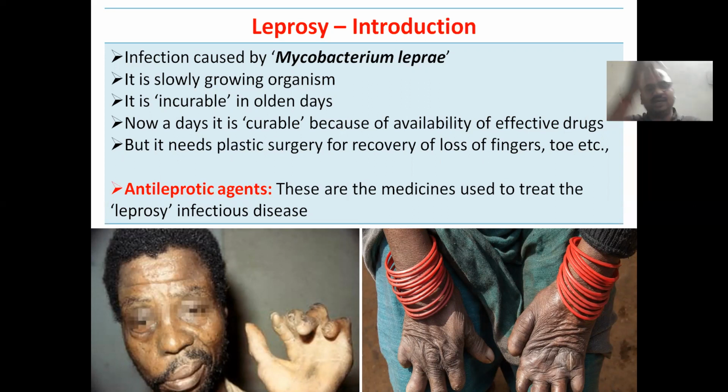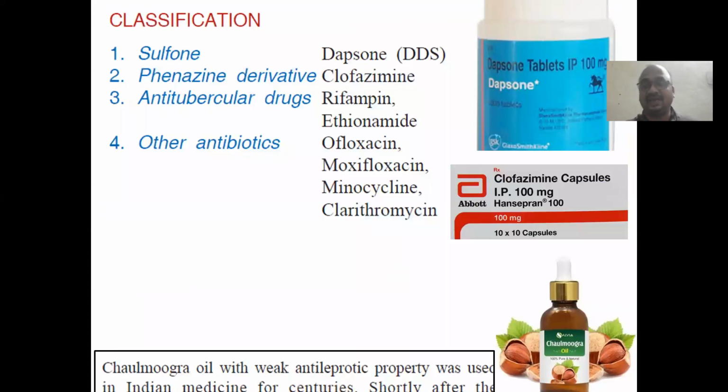Mycobacterium tuberculosis, Mycobacterium leprae. It is a slowly growing organism, very slow, just like TB. It takes years together. For one division, it takes nearly more than 24 hours to divide one cell into 2 cells. It was an incurable disease in olden days, but nowadays it is curable because very effective drugs are available. But keep in your mind, these degenerations cannot be cured. You need plastic surgery. You have to do plastic surgery for the patient, then only it will be corrected.